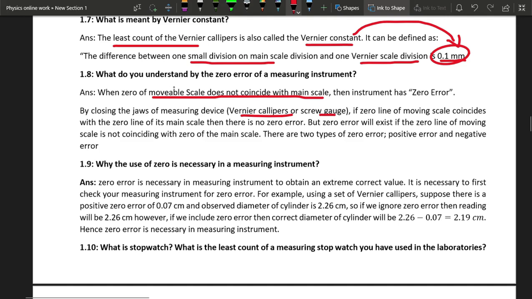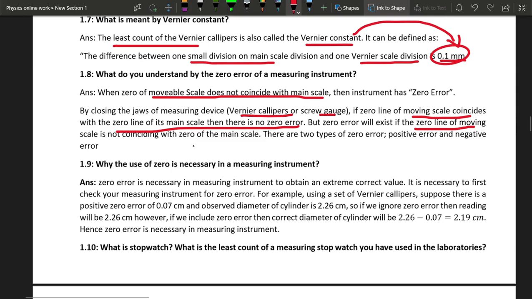Now, when the zero line of the movable scale coincides with the zero line of the main scale, then there will be no zero error. But there will be a zero error if the zero line of the moving scale, which may be a Vernier scale in case of Vernier caliper and a circular scale in case of screw gauge, does not coincide with the zero of the main scale.